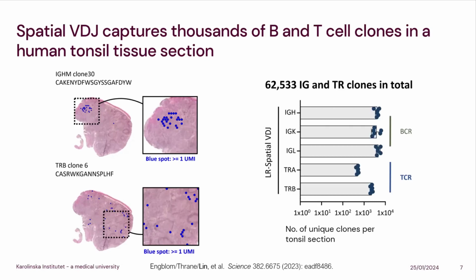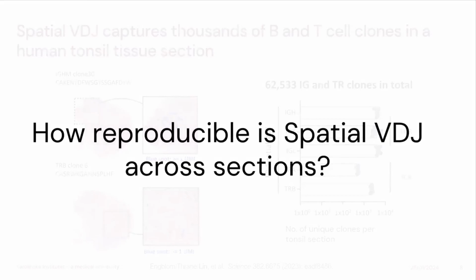So those are 2 examples, but how reproducible is spatial VDJ? Because we have 6 sections, are they just the best out of the 6?